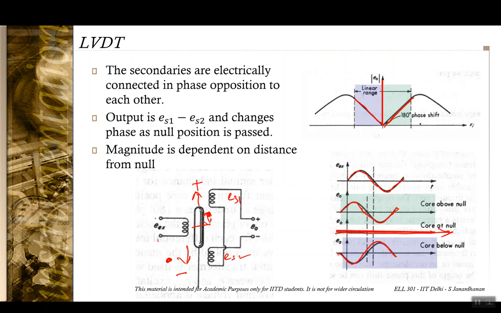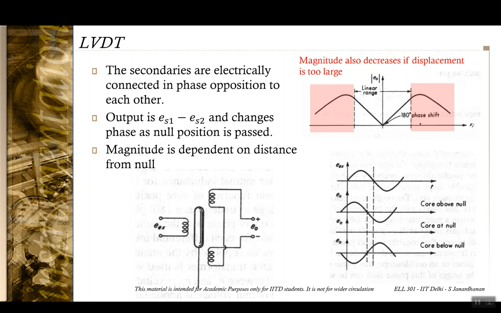Now what will happen if you move the core a little too far? Now if the core is moved a little too far, let us say the core is moved into this position, and is kept on moving further. So what is happening now is that the linkage with ES2 is completely 0. And the linkage with S1 is also decreasing.